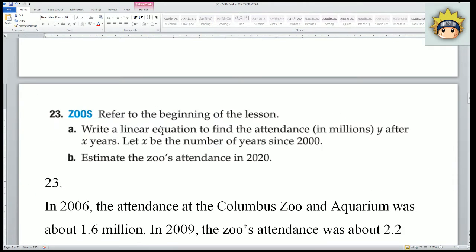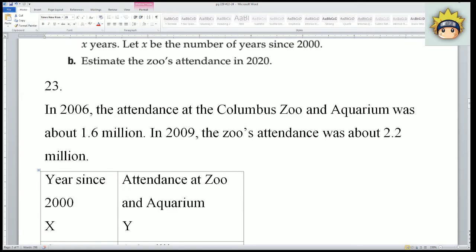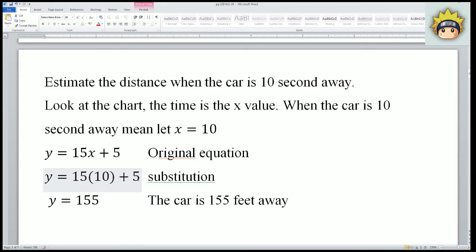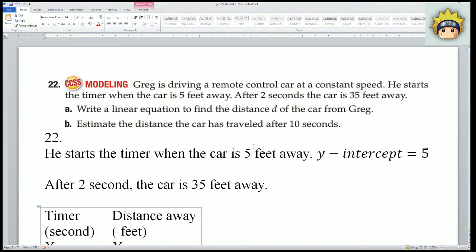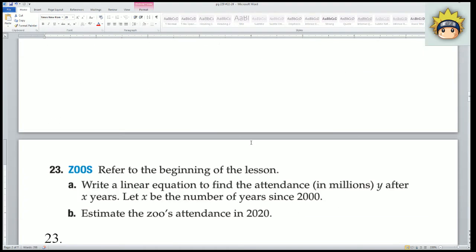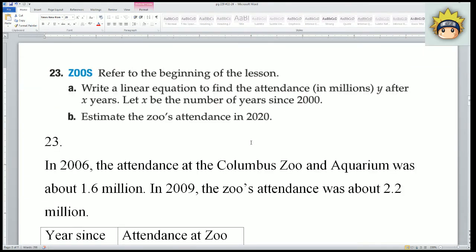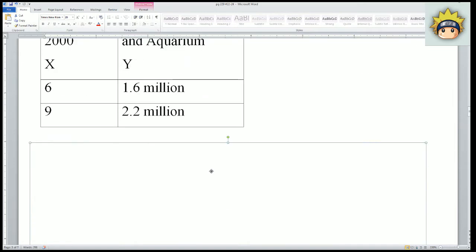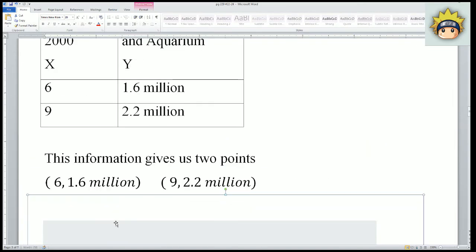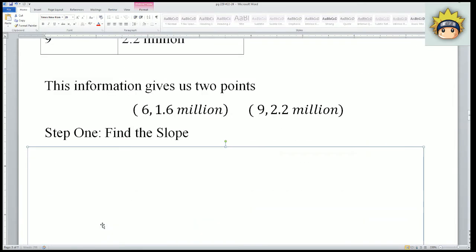They want us to write a linear equation. The beauty of the previous problem was that I had a y-intercept. The hard part for this one is that I wasn't able to find the y-intercept. So the information gives us 2 points.